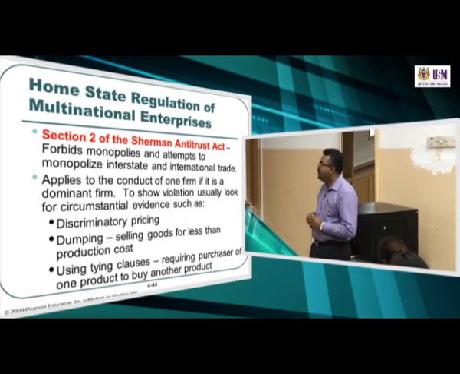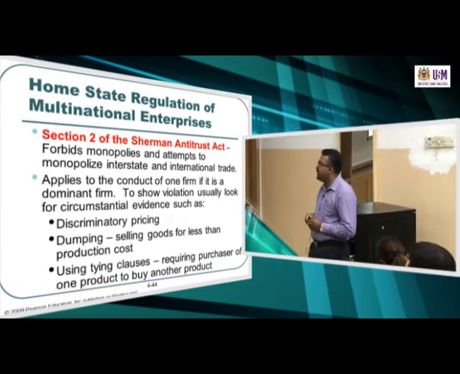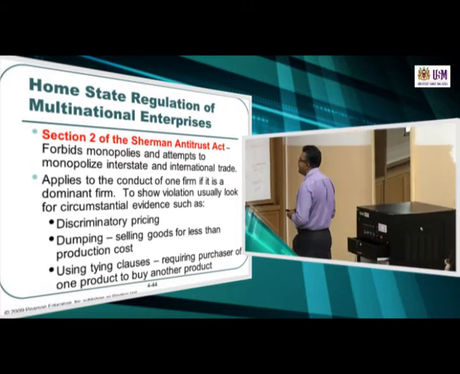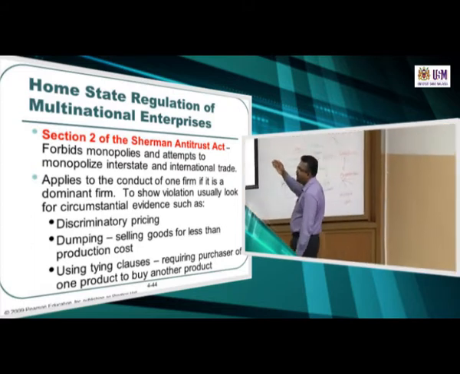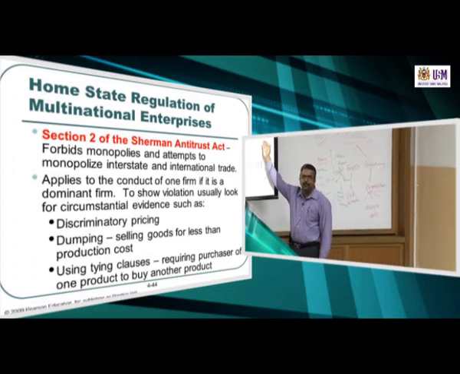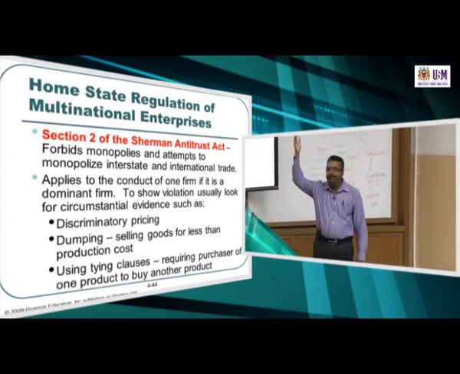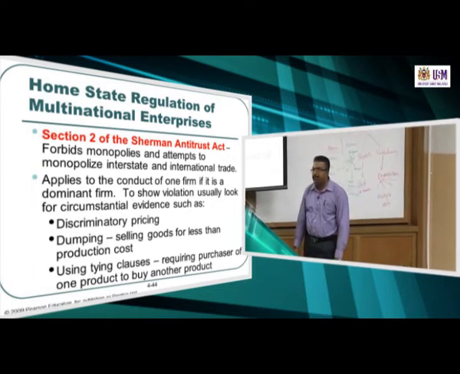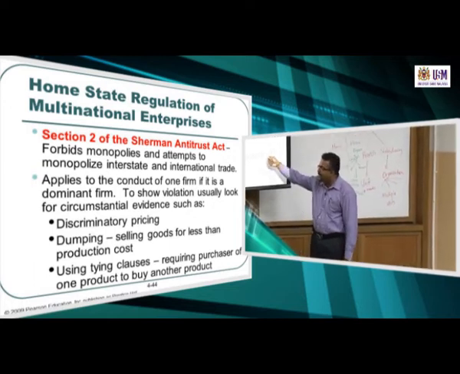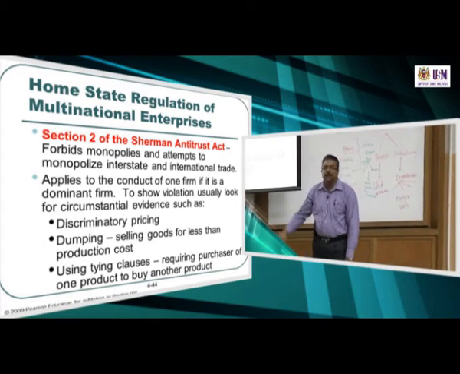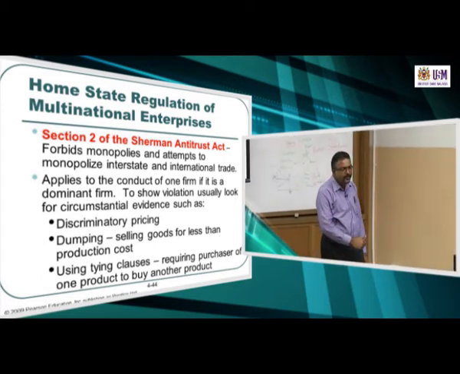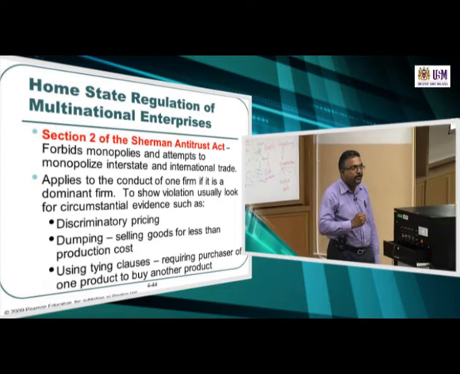To show violation, usually look for circumstantial evidence such as discriminatory pricing. That means you reduce the price so low or increase the price so high. We call this discriminatory pricing. Dumping. Selling goods for less than production cost. Why you want to dump? So that you can become dominant.